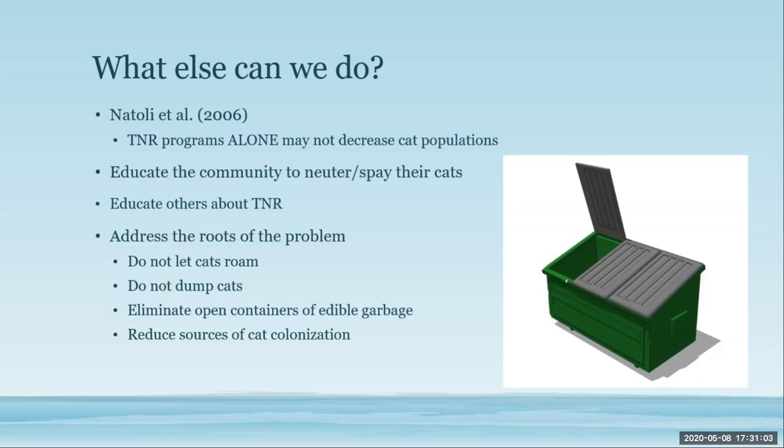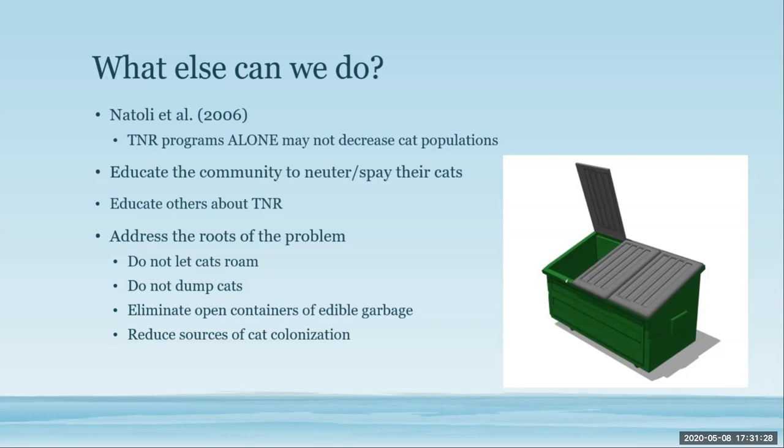What else can we do? We can address the roots of the problem. That's actually probably the most scalable solution. And I'll explain that in the next slide. We can educate individuals to not necessarily let their cats roam, because that would pose a threat to the wildlife around. We can also educate people to not dump their cats, to not abandon them, to find other alternatives.